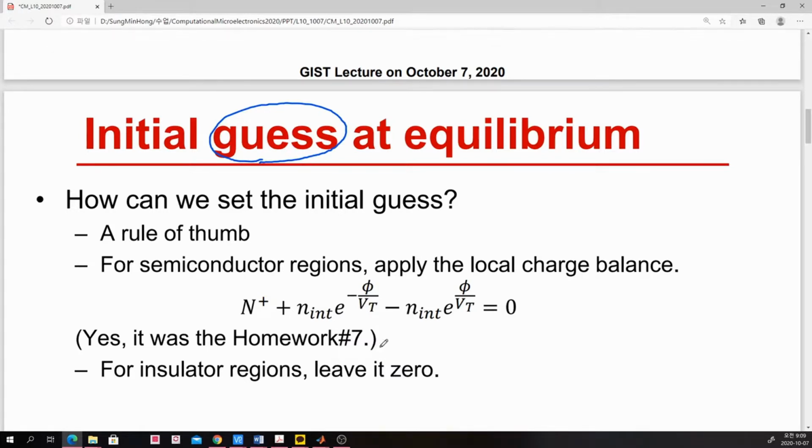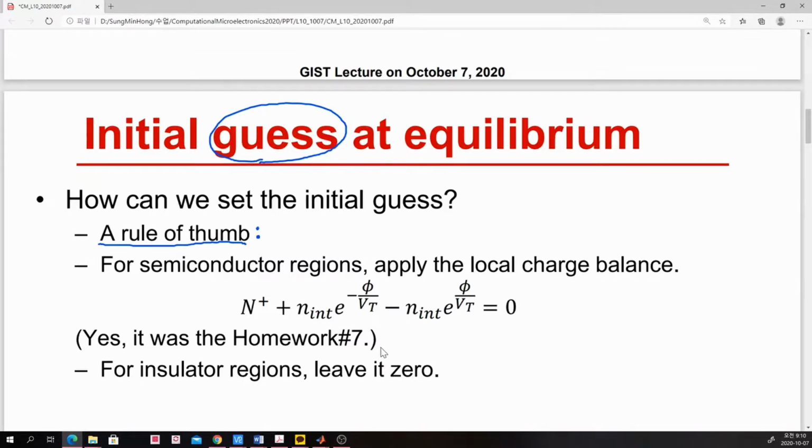Then we have a rule of thumb. This is not a strict law or the golden rule. However, in reality, every device simulator is using this rule. I will introduce this rule from now on.